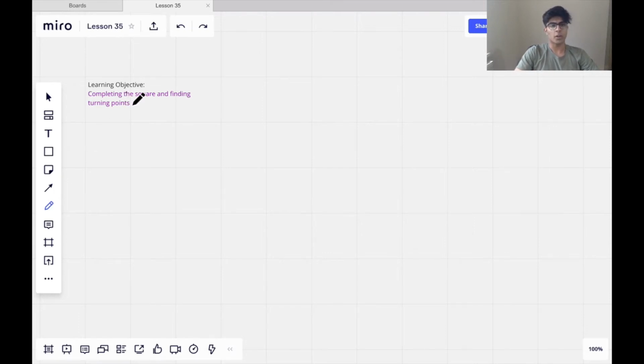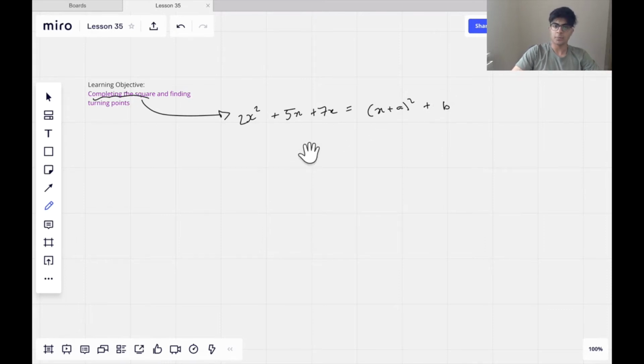So, there's this term here in the learning objective, completing the square. What does that mean first? Well, completing the square means taking a quadratic, for example, 2x squared plus 5x plus 7, into the form of, say, (x plus a) squared plus b, for example.